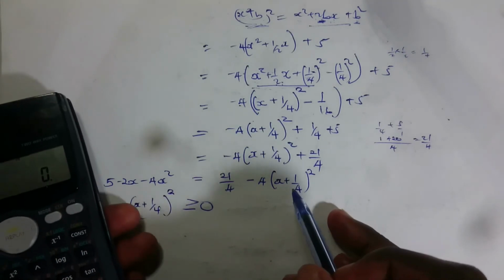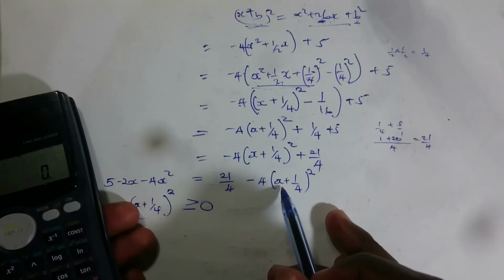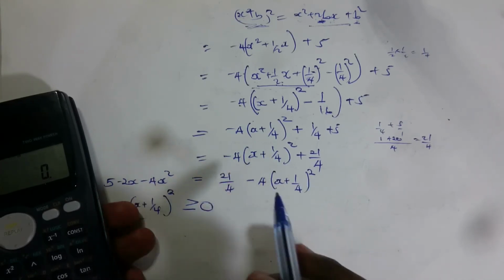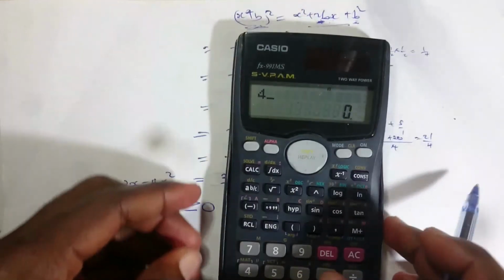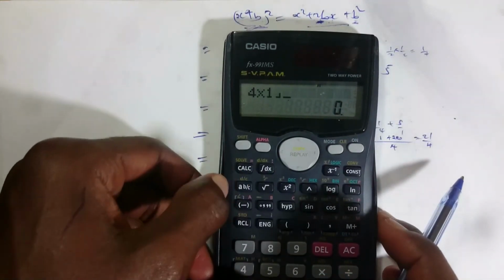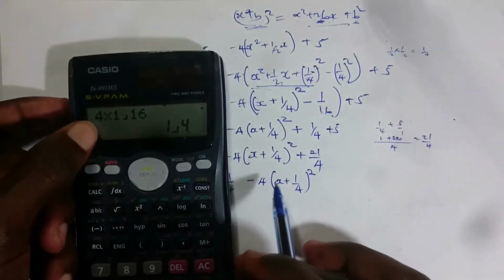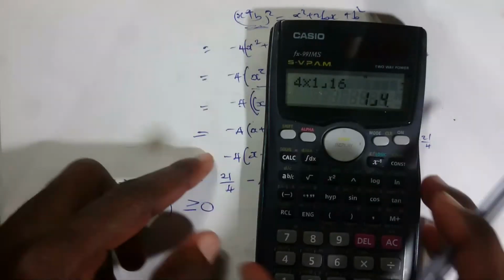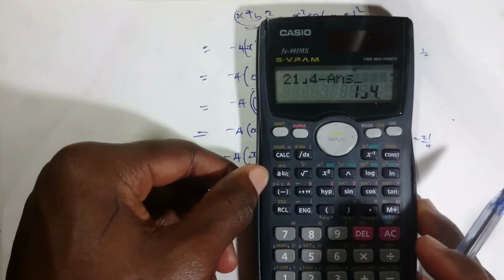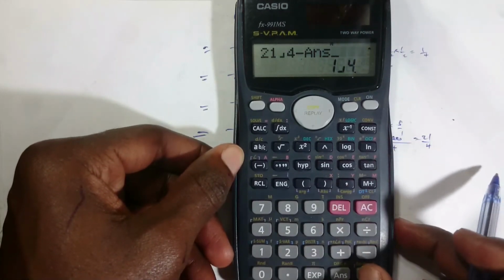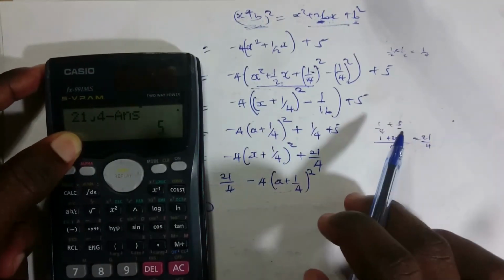Now let's try a bigger number. Let's say x is equal to 0. That means we have 1 out of 4 squared, that's 1 out of 16. Four times 1 out of 16 gives 1 out of 4. So 21 out of 4 minus 1 out of 4, and we're going to have 5.